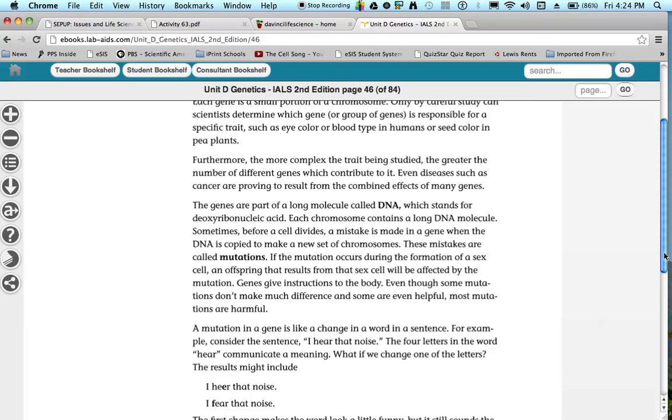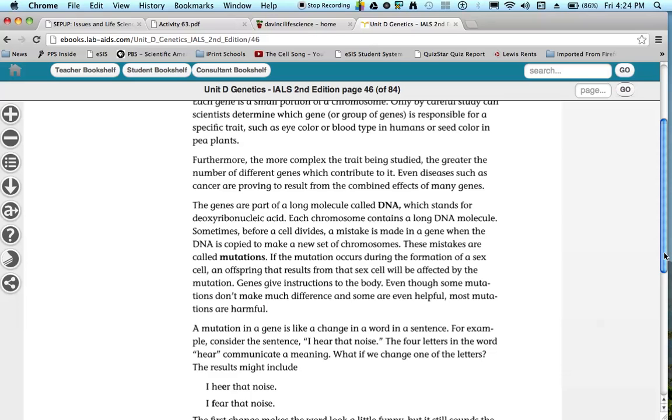Furthermore, the more complex the trait being studied, the greater the number of different genes which contribute to it. Even diseases such as cancer are proving to result from the combined effects of many genes. The genes are part of a long molecule called DNA, which stands for deoxyribonucleic acid. Each chromosome contains a long DNA molecule.